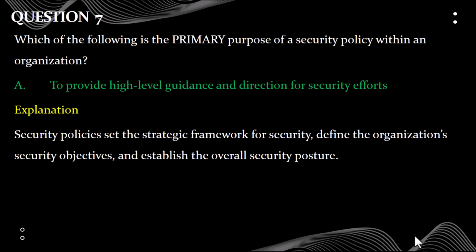Security policies set the strategic framework for security, and it defines the organization's security objectives and establishes the overall security posture. So that's the primary purpose of a security policy within an organization.